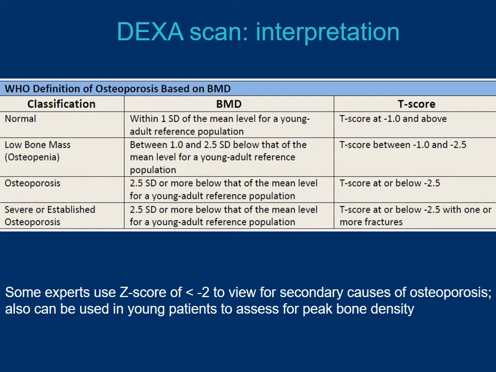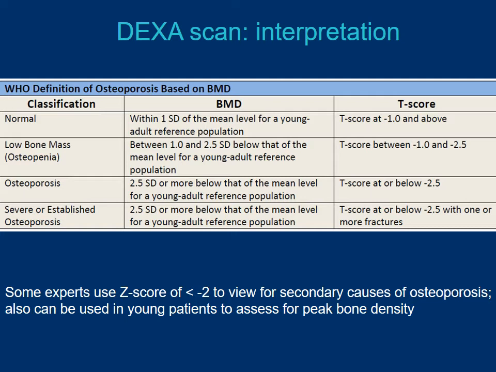How can we interpret the DEXA scanning? The WHO classification for osteoporosis is based on the bone mineral density. Normal values are within one standard deviation of the mean level for a young adult reference population. That is referred to as a T-score of -1 or above. So this is normal.